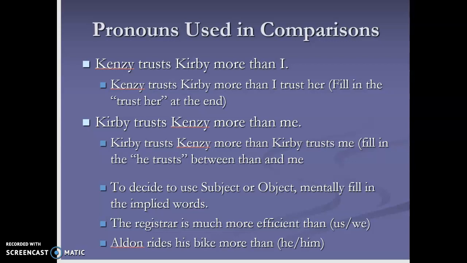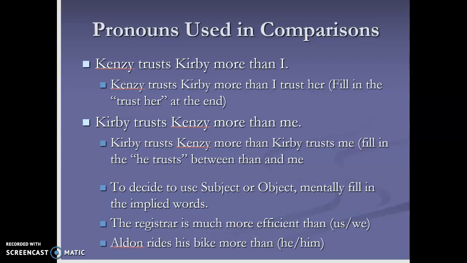Let's look at the second example and fill in that intended comparison. Kirby trusts Kenzie more than Kirby trusts me. We would pick me, so the sentence would read, Kirby trusts Kenzie more than me. The implied meaning there is Kirby trusts Kenzie more than Kirby trusts me. Just like the implied meaning in the first one is Kenzie trusts Kirby more than I trust Kirby. So to decide whether to use a subject or an object pronoun, you want to mentally fill in those implied words.